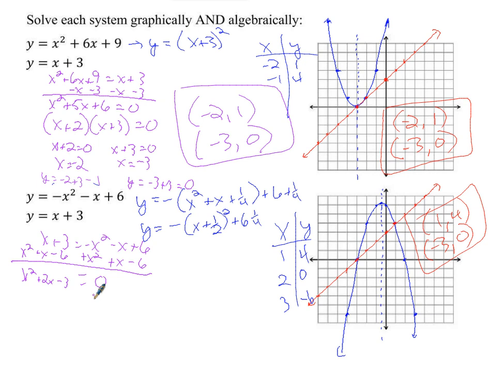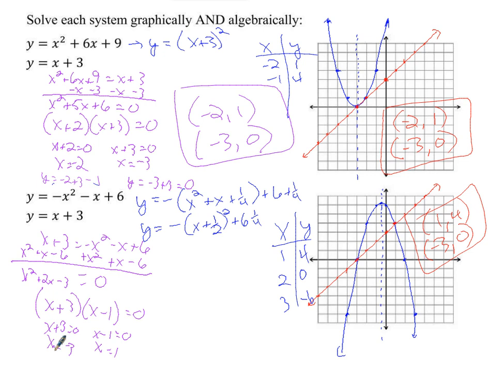Negative 1 and positive 3. So this thing does factor. X plus 3, x minus 1 equals 0. Then zero product property. X plus 3 equals 0, x minus 1 equals 0. So x equals negative 3, x equals positive 1. And what do you know? We got the same x coordinates we got over here for our ordered pairs. So we're probably on the right track.